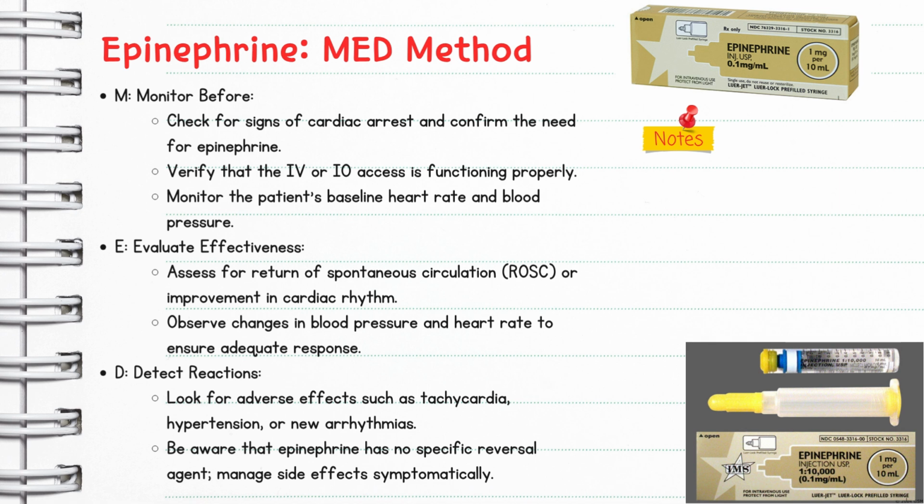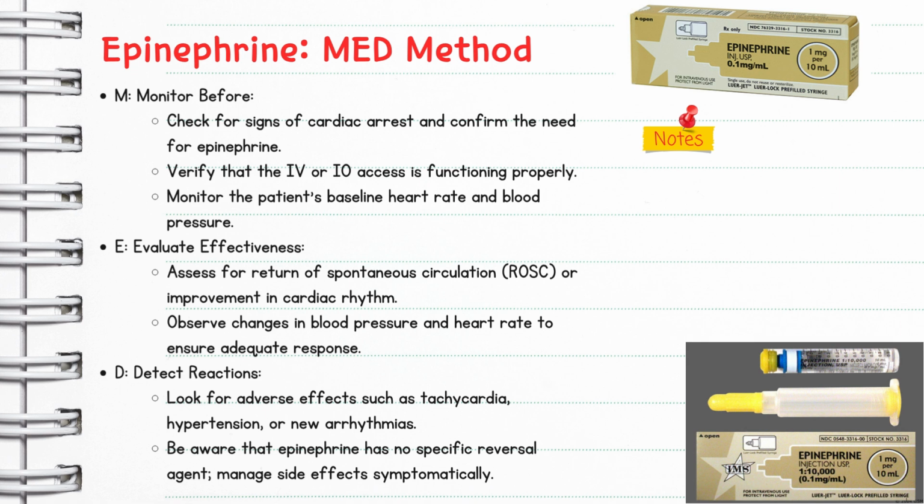And then after you give it, what are you going to evaluate for? You should have ROSC, return of spontaneous circulation. That's the primary goal of epinephrine in cardiac arrest, to restore the circulation in your body. Primary goal. So check the patient's heart rate, see if it started beating again, if there's a detectable pulse. That's the most direct indicator of the effectiveness of epi.